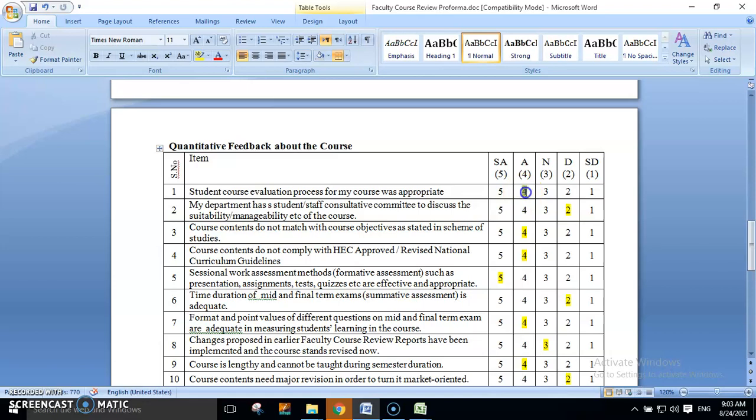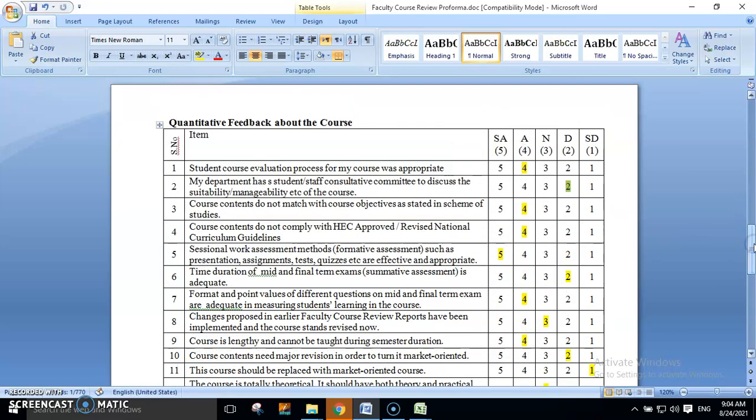I agree. Okay, I agree with this. My department has a student staff consultative committee to discuss the suitability, manageability, etc. of the course. In my department, we do not have such a committee. I will propose, because teachers and students should have a consultative body in which course should be discussed at least at the end of the semester, and students' opinion should be taken.